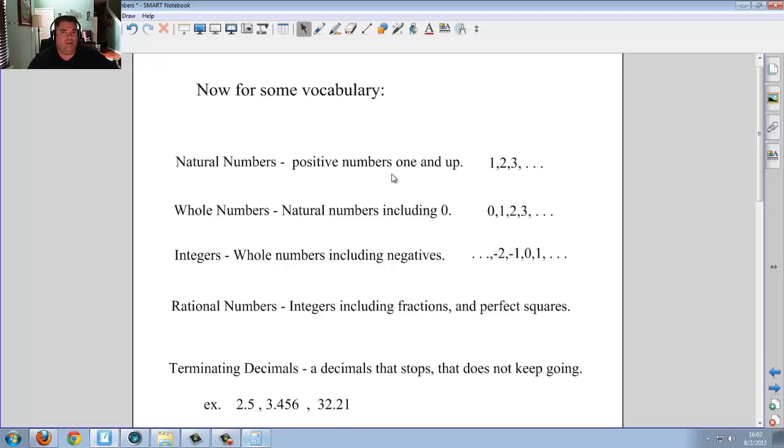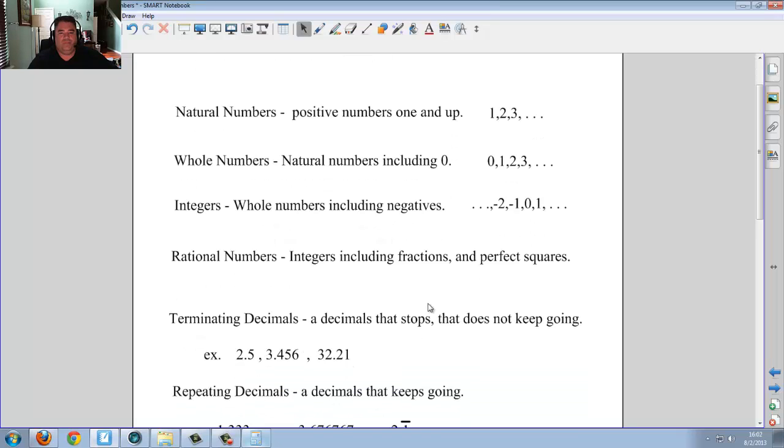Whole numbers, by the way, in other words, you can't have a decimal. Integers are whole numbers that include negatives. So here you can have 1, 2, 3, 4, or 0, or -1, -2, -3, but no decimals. Rational numbers are integers including fractions and perfect squares. So they include those guys too. So you have fractions, perfect squares, and that would also mean decimals of certain types.